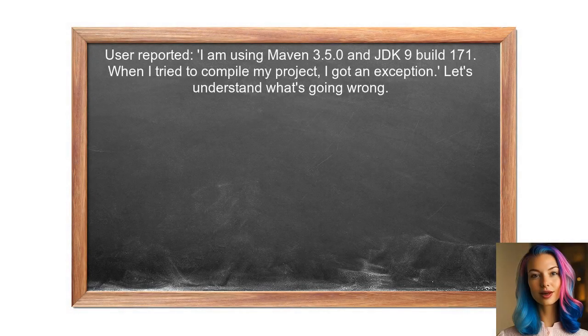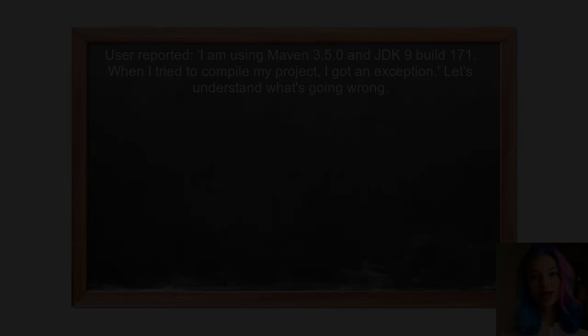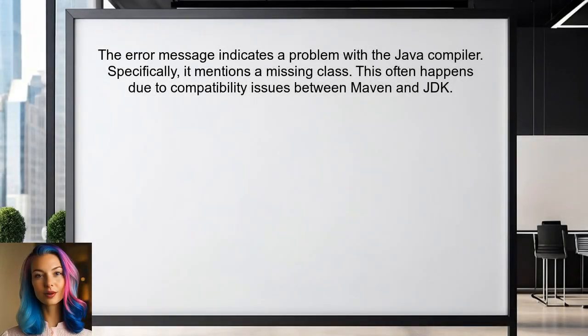Let's look at the specific issue at hand. One user reported, "I am using Maven 3.5 and JDK 9 build 1171. When I tried to compile my project, I got an exception." This is a common scenario, and it's important to understand what's going wrong. The error message indicates a problem with the Java compiler. Specifically, it mentions a missing class, which often happens due to compatibility issues between Maven and the JDK version. Let's explore how to resolve this.